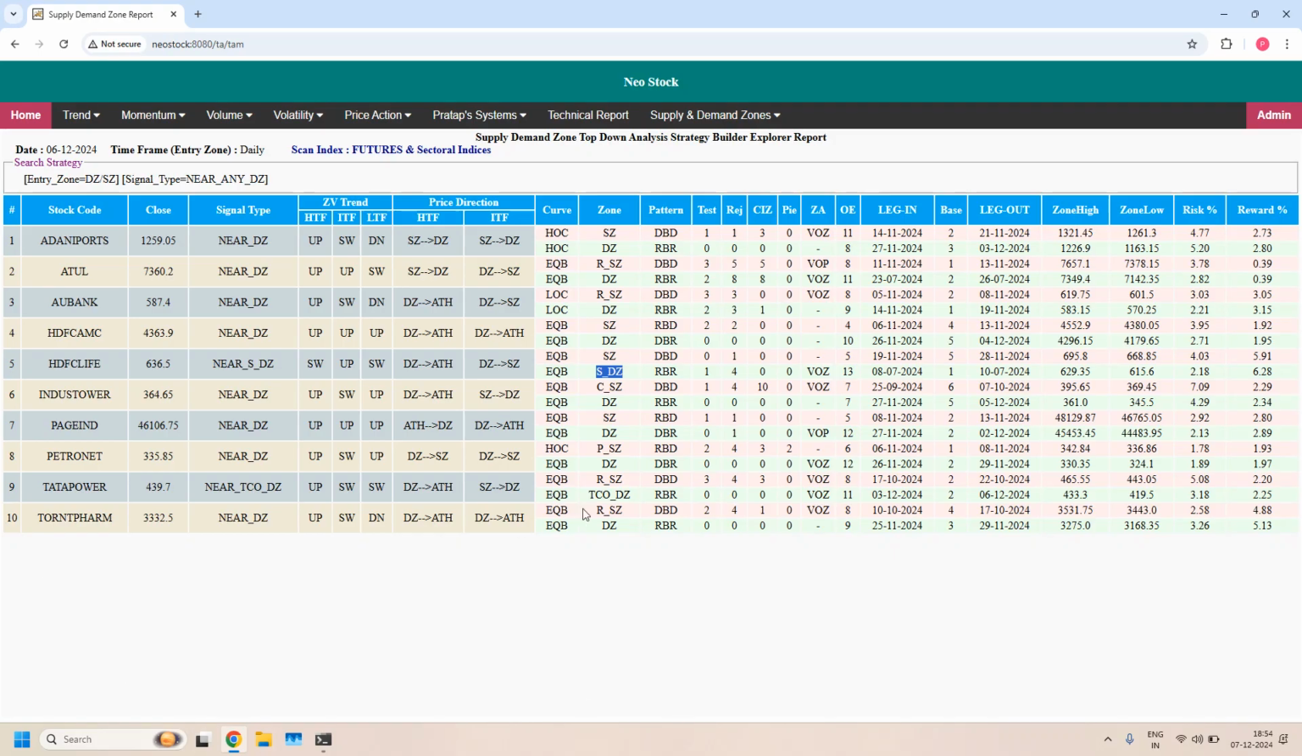Look into Tata Power also. This is a newly created zone on the 6th, that is Friday. So yesterday only this zone layout was there. That means definitely this could be a high priority TCO zone. How can I say? Because yesterday only the layout was created. That layout might have violated a zone and the trend might have changed yesterday.